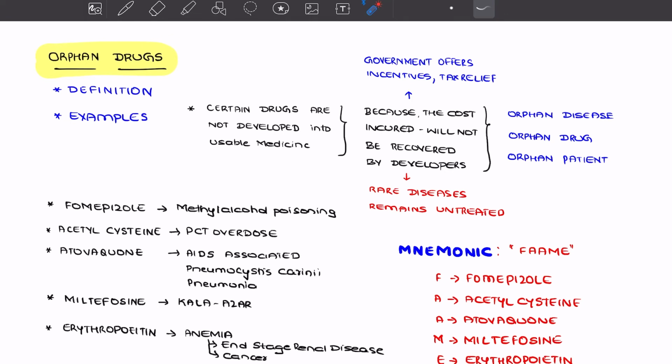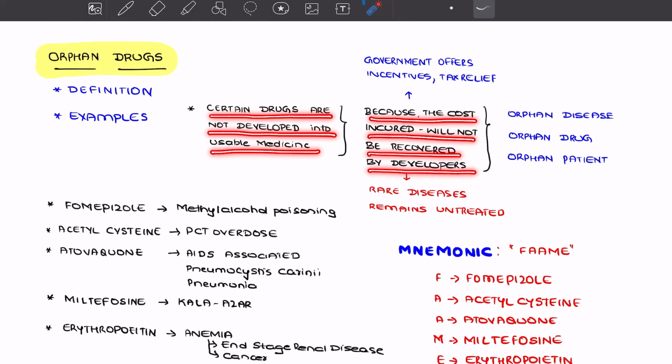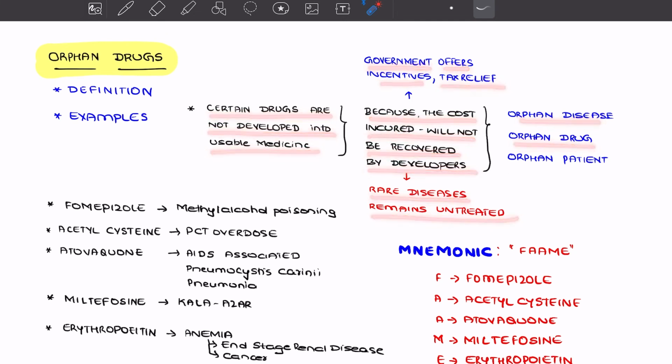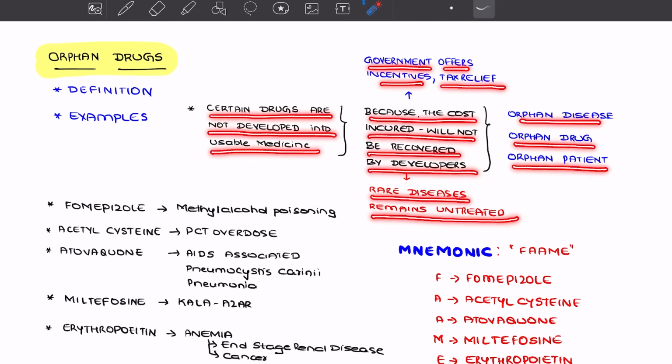So let us see the definition once again. Orphan drugs are certain groups of drugs which are not developed into usable medicines because the cost incurred will not be recovered by the pharmaceutical companies, especially in case of the rare diseases. So the drugs for the rare diseases will not be procured at respective intervals of time, and the disease remains untreated. That's why the government has given some offers, incentives and tax benefits to the companies which are preparing the orphan drugs. The disease is called orphan disease, the drug which has been discovered to treat it is called orphan drug, and the patient is called orphan patient. Next, let us see the examples.